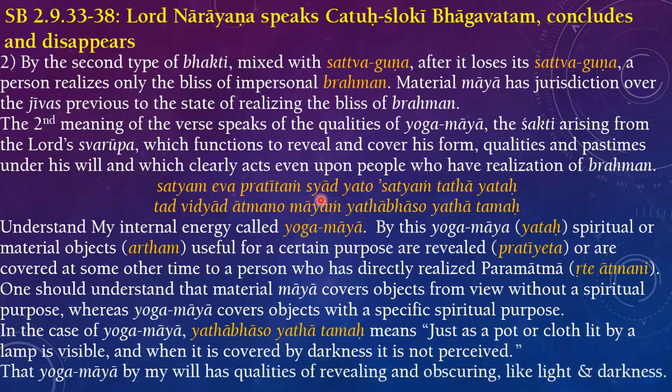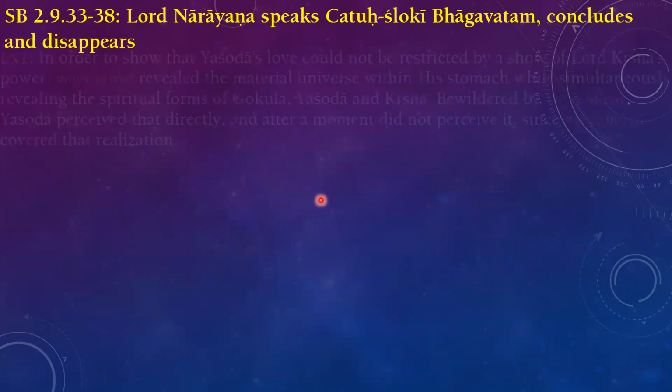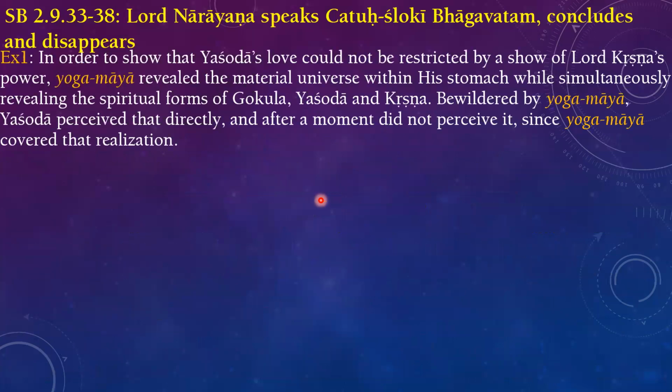That Yogamaya, by my will, has the qualities of revealing and obscuring, like light and darkness. Sometimes Yogamaya reveals Madhurya, many times it hides, like that. Yatha Vasustama. One first example. Now there are so many examples. Let us see one by one.